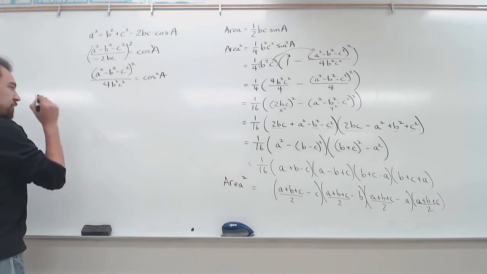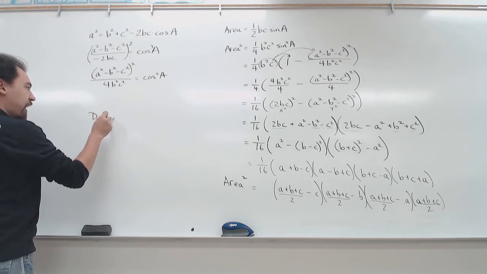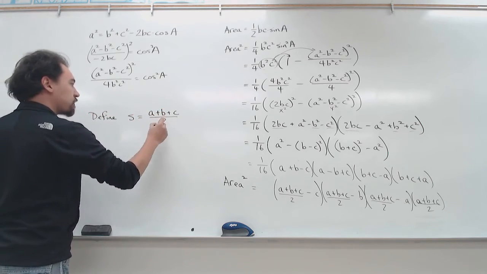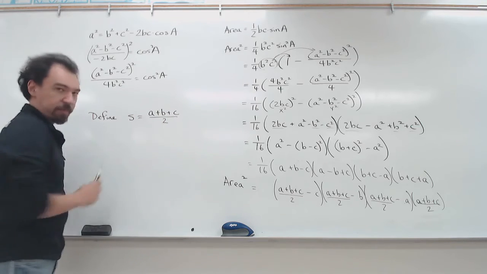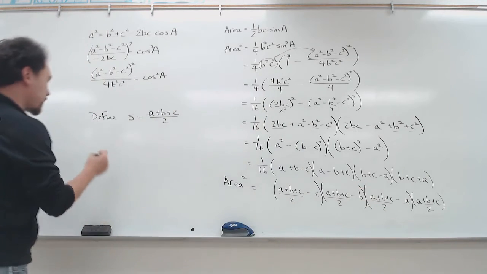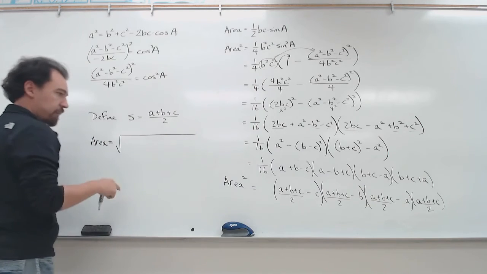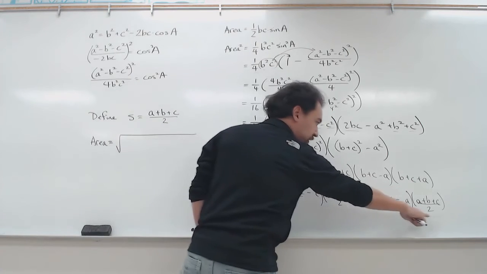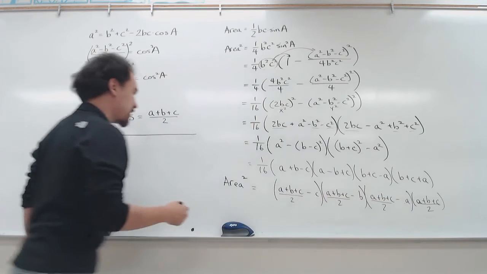And I'm going to define a specific thing. I'm going to define the letter s as a plus b plus c all over 2. This is what we call the semi-perimeter. So I've taken the perimeter a plus b plus c, divided by 2 to get half of it. And notice I see that 1, 2, 3, 4 times. So I will say the area is the square root of, and I'm going to put them in a specific order. I'm going to start here and count backwards. So it's the default case, just s. And I have s minus a, s minus b, s minus c. So it looks like this.